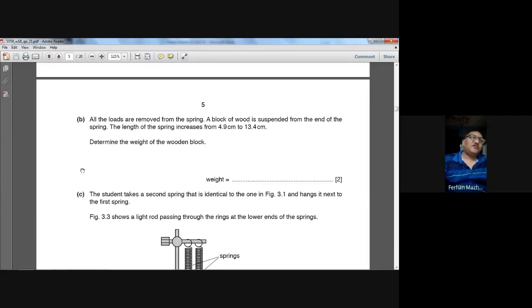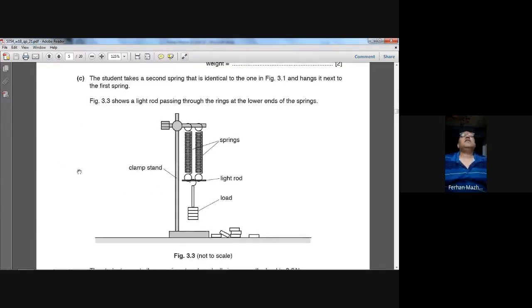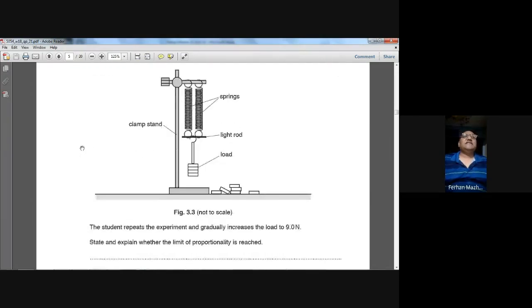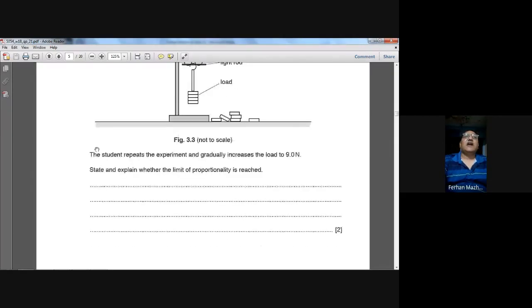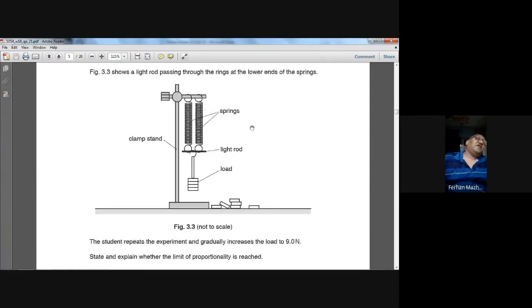So let's move to the C part. The student takes a second spring that is identical to the one in figure 3.1 and hangs it next to the first spring. Figure 3.3 shows a light rod passing through the rings at the lower ends of the springs. The student repeats the experiment and gradually increases the load to 9 Newton. State and explain whether the limit of proportionality is reached. It's a 2-mark question. Look at this figure carefully.